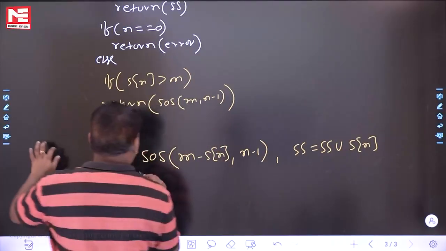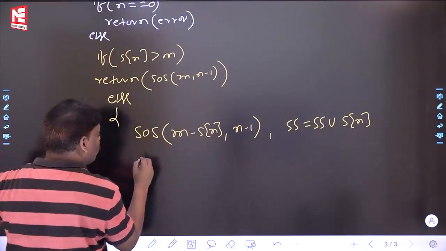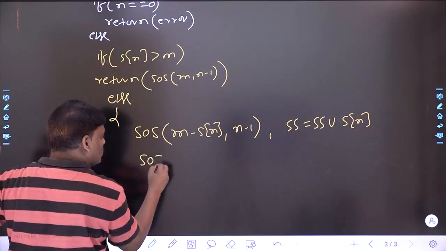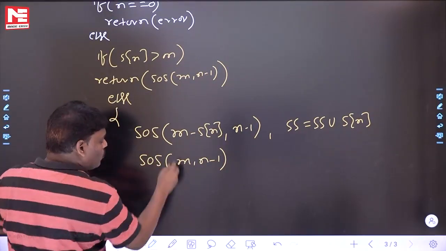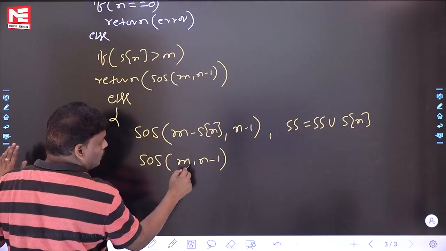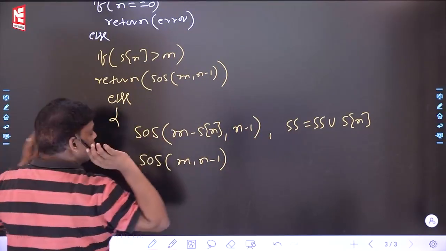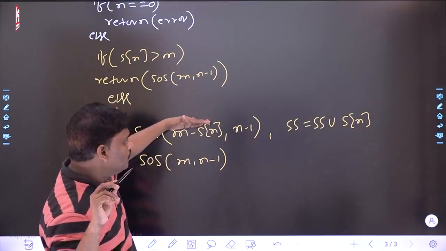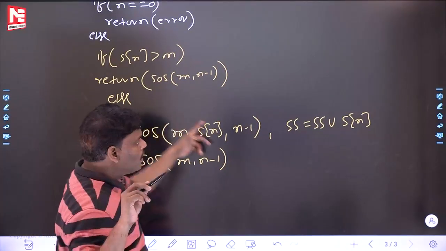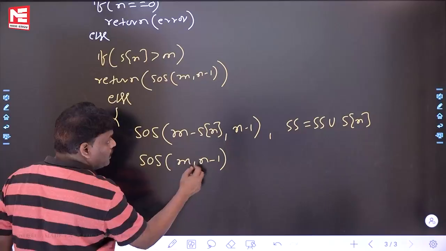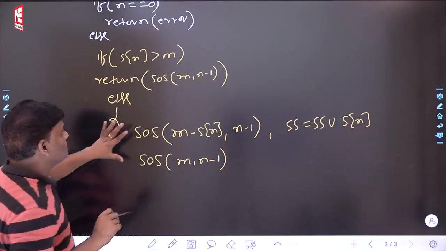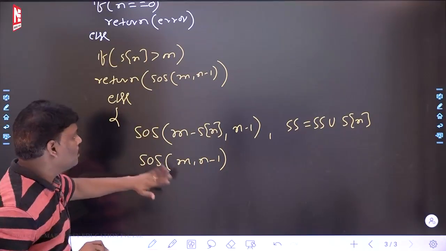Next, see the next one: if you don't take, SOS of m comma n minus 1, because you have not taken, from m you are not deleting, right? For the SS you are not adding. See this one: when you take an element, from m delete, and for the SS you add. When you don't take, from m don't delete, SS don't add. So this is the answer. You may take, you may not take.